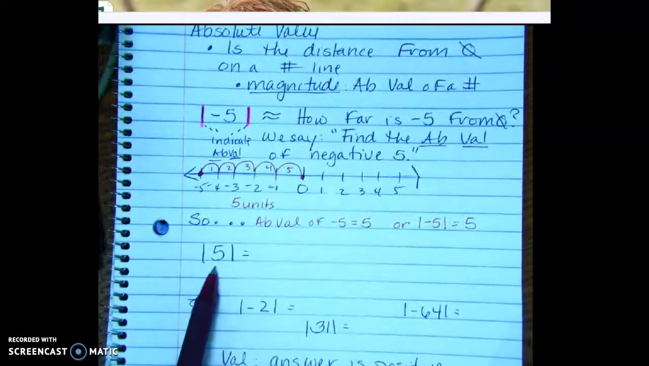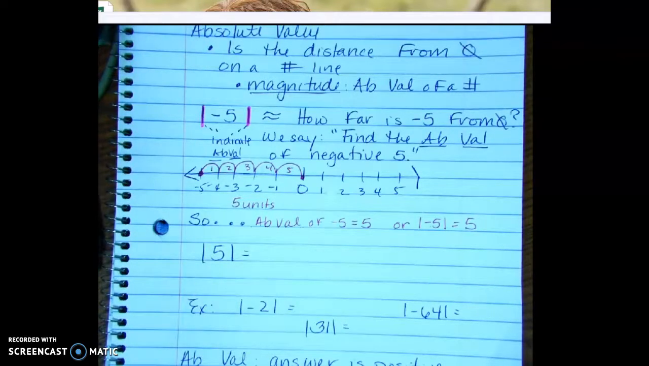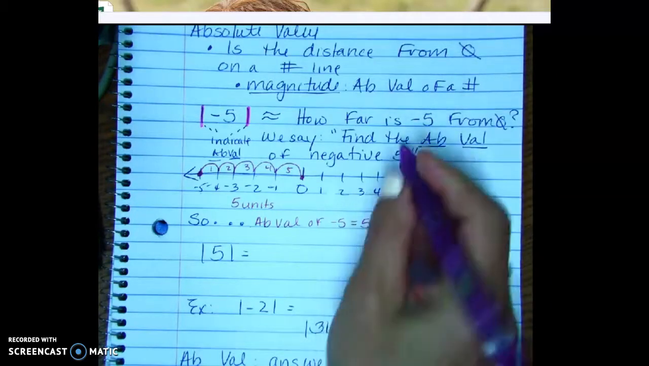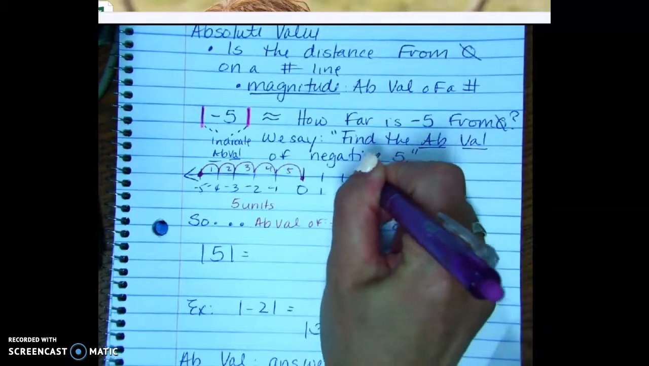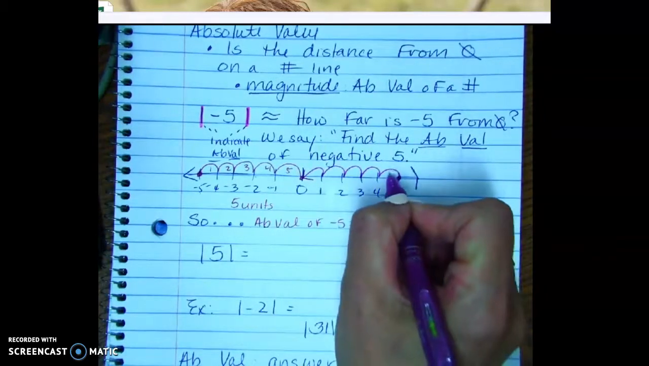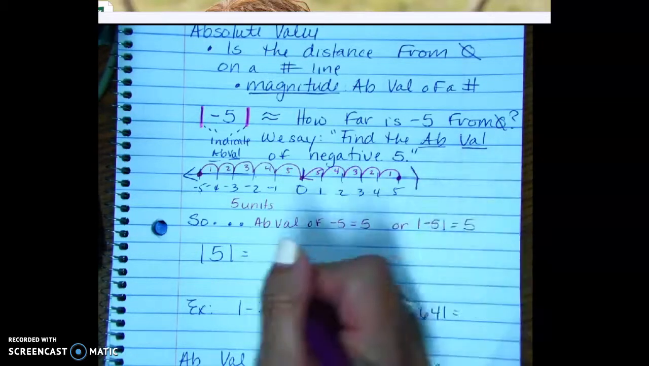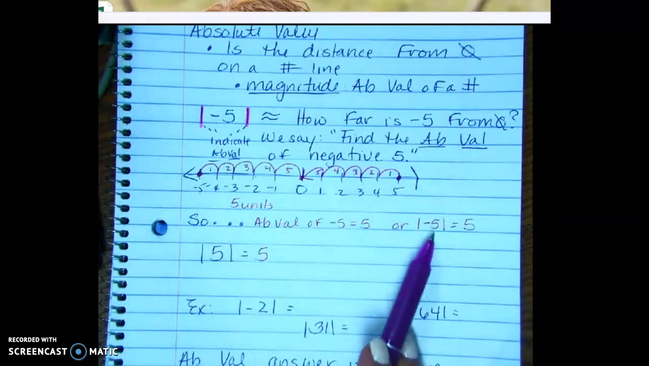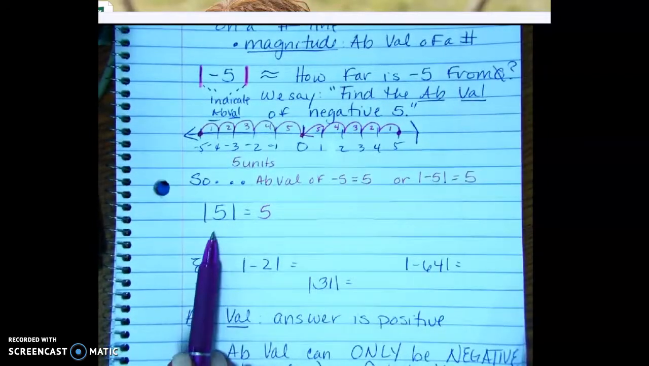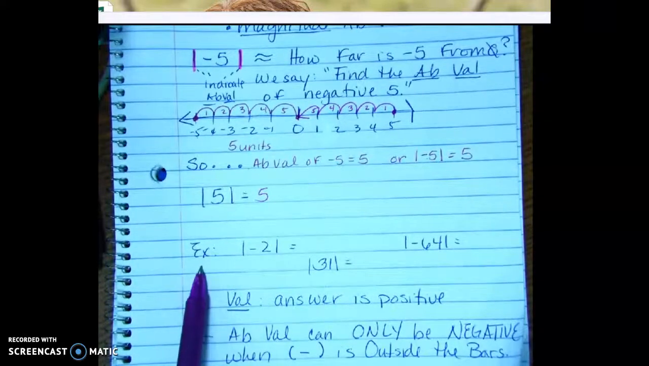Well, wait a second. This one is saying, what is the absolute value of 5? So we can go ahead, back over, and plot our positive number 5. How many units from 0 is 5? Well, lo and behold, it's 1, 2, 3, 4, 5. It is 5 units. So not only is the absolute value of negative 5 equal to 5, the absolute value of positive 5 is 5 as well.